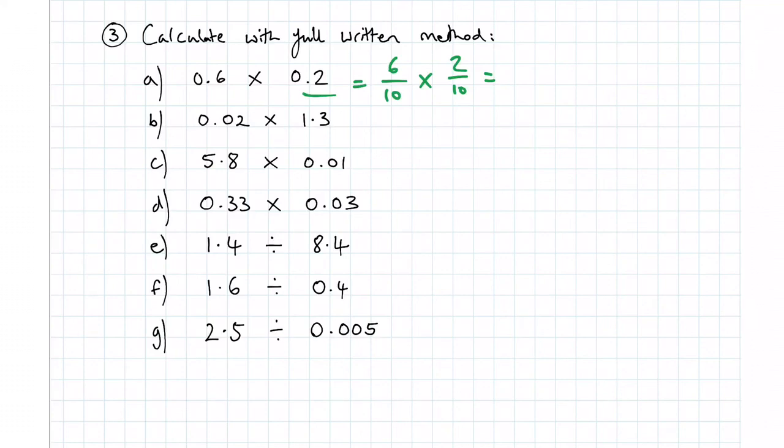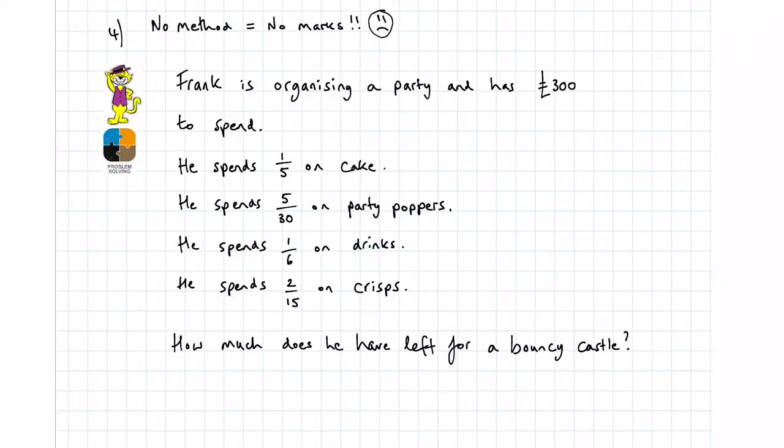On to question 4. This problem solving logo here is going to come up a lot in class and homeworks. You need to write down all this information here, and then you need to answer the question. When you're answering the question, you need to mention cake, party poppers, drinks and crisps, and then you can say the total that will be left for the bouncy castle out of the original £300 there. So make sure you answer the question fully.